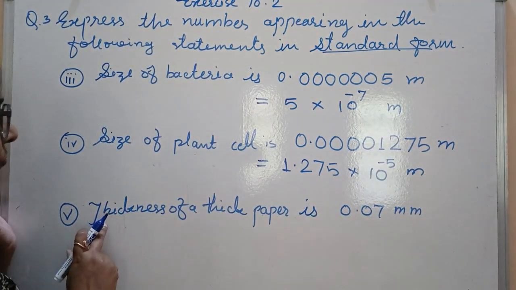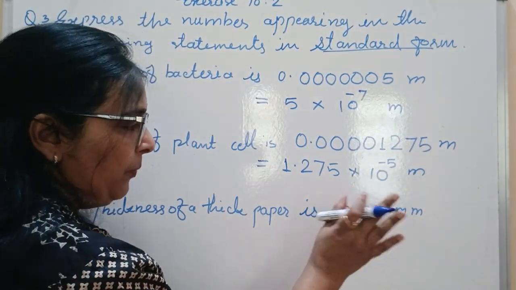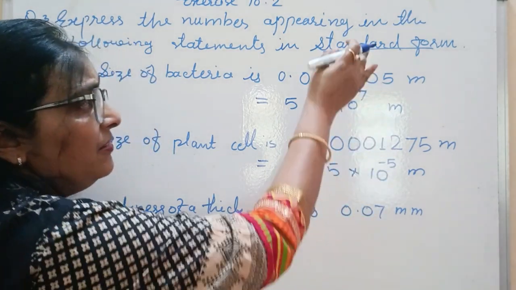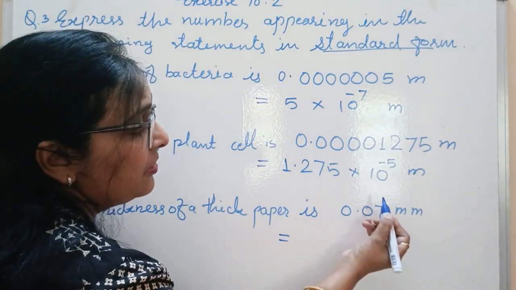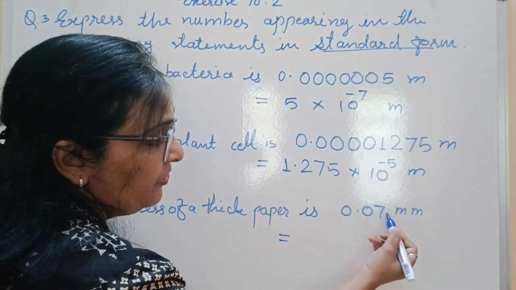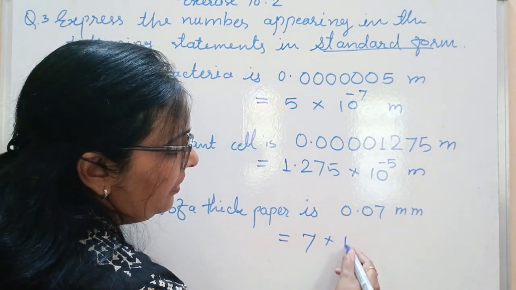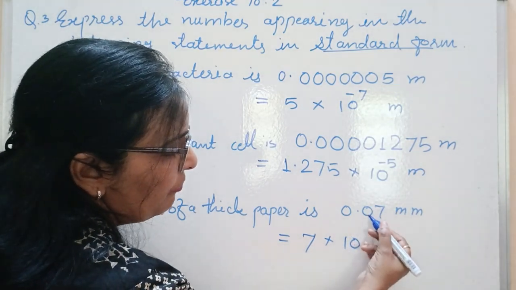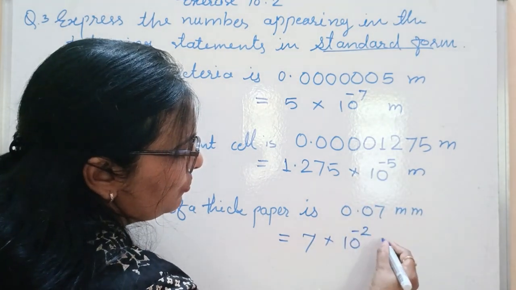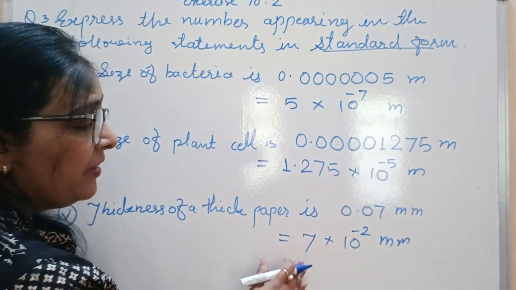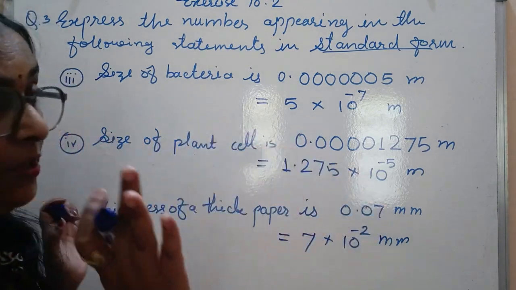Now next. The thickness of a thick paper is 0.07 millimeter. This you have to convert into standard form. How can you convert? You will shift this decimal point after the first natural number, that means after 7 here. So what you will get? 7 into 10 raised to. How many places did you shift here? 1, 2. But which side? Right side. Therefore, minus 2 millimeter. 7 into 10 raised to the power minus 2 is the standard form of this number.